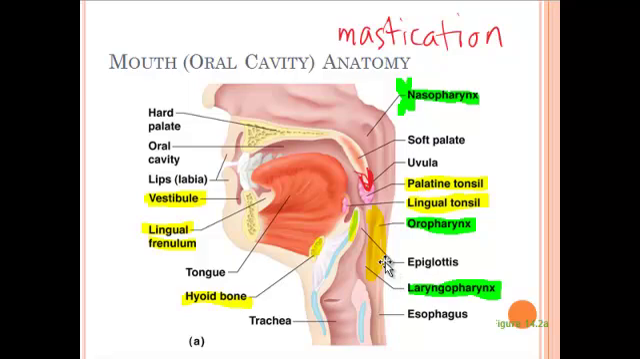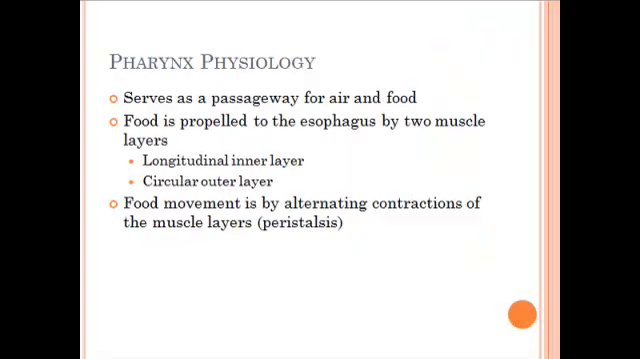Down below the mouth and the pharynx, we then get into the esophagus. The pharynx moves the food through to the esophagus, and there are some muscle layers there that move it. We have a longitudinal inner layer and a circular outer layer that moves the food down into the esophagus. And the food is moved by alternating contractions of the muscle layers called peristalsis. And we'll see this in a number of places as we go through the stomach, the small intestine, the large intestine. And we'll talk a little bit more about what peristalsis is later, but remember that word.